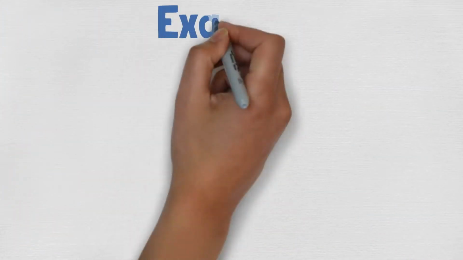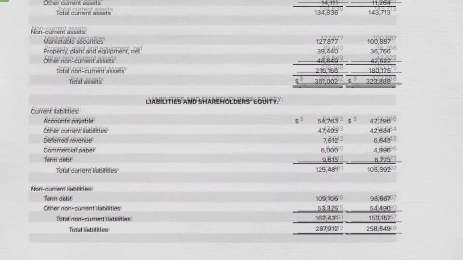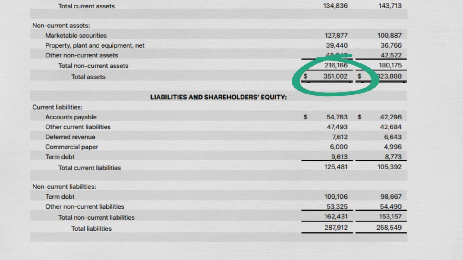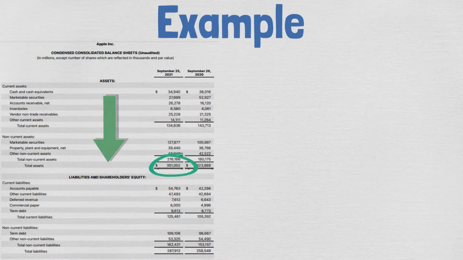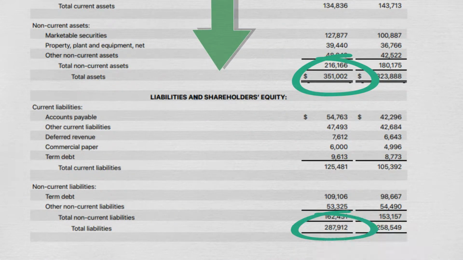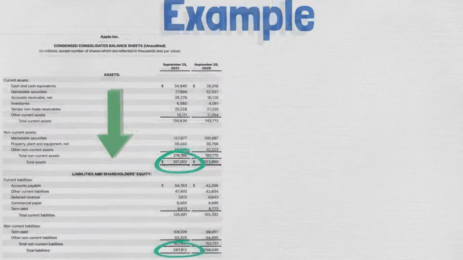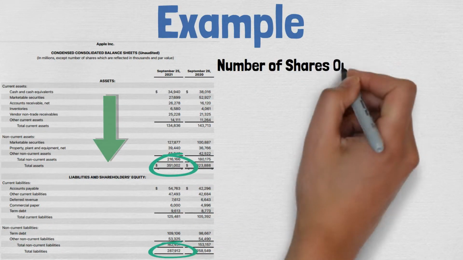So let's calculate Apple's price to book as an example. First, just Google Apple balance sheet, then find out what the assets are. As you can see, the total assets are $351 billion. Now you have to find out the liabilities, and they are right below the assets. The total liabilities are $287.9 billion.